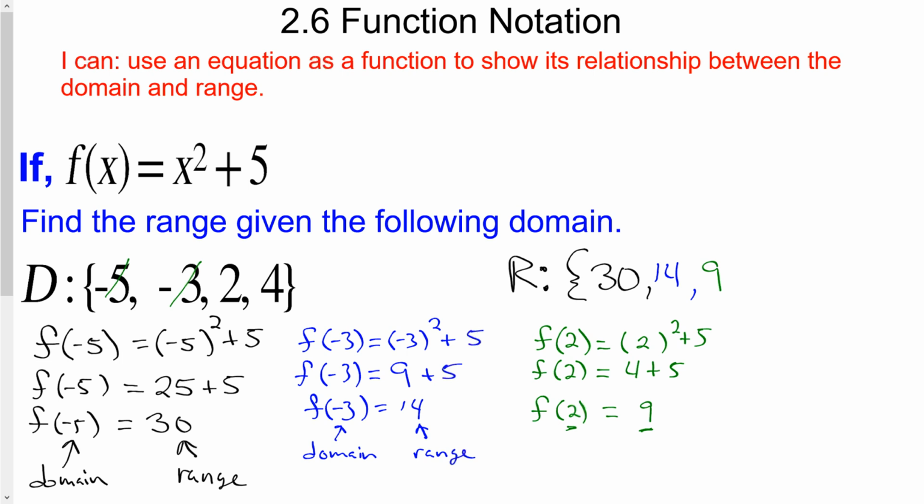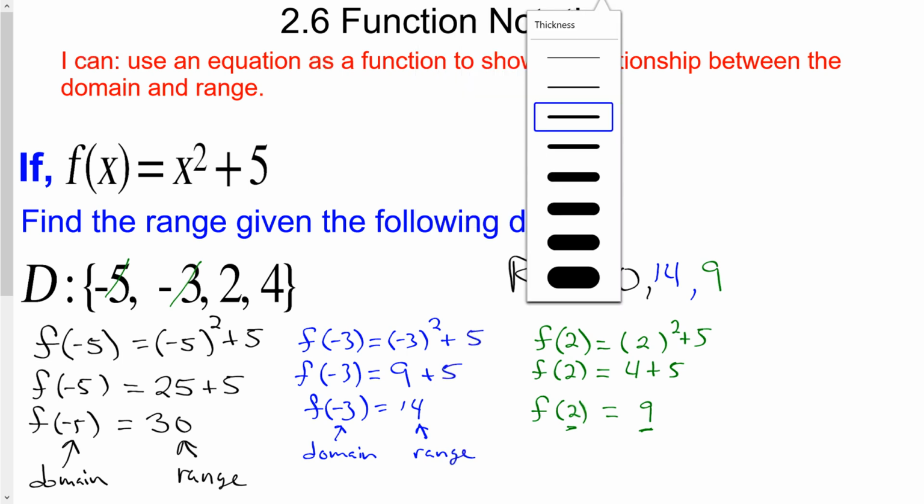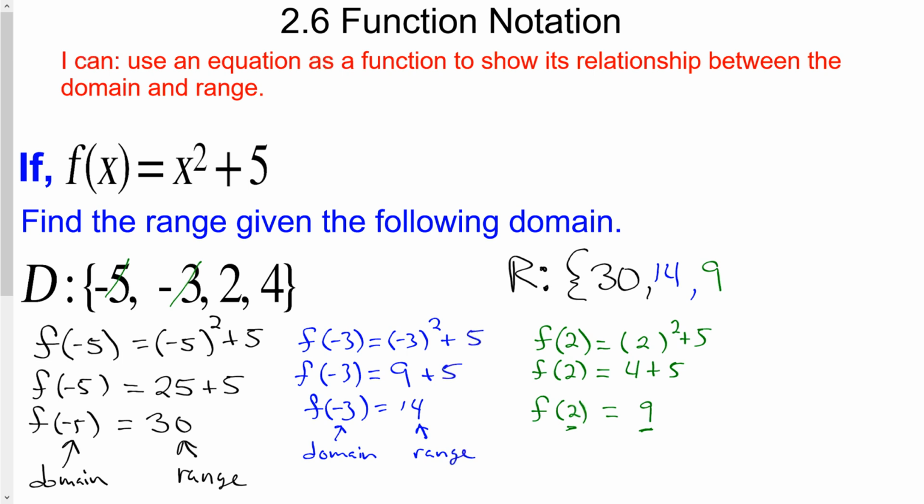And lastly, let's do that last domain value. Last domain value is 4. So now I need to find f of 4. It's going to be x squared plus 5, where x is 4. That's my domain value. So 4 squared is 16. It's 4 times 4 plus 5. So f of 4 is 21.